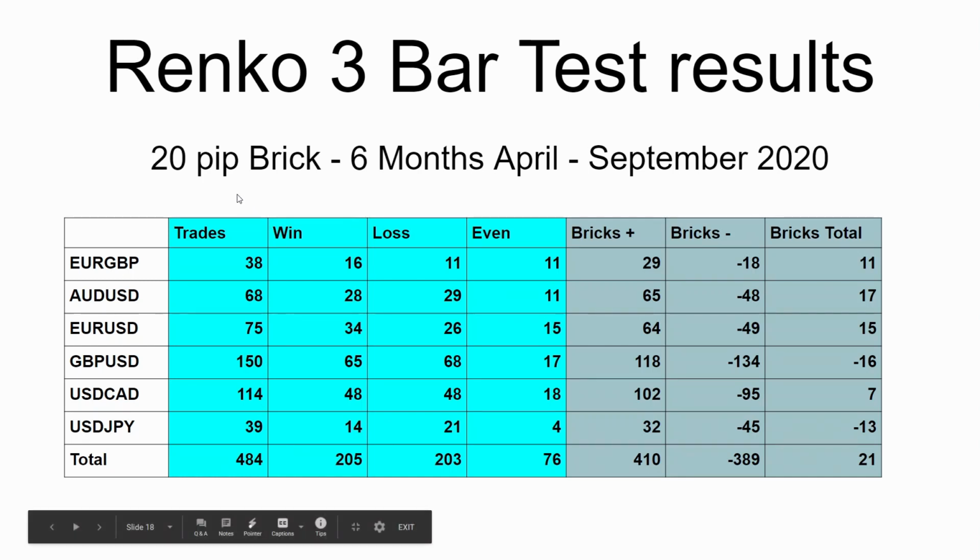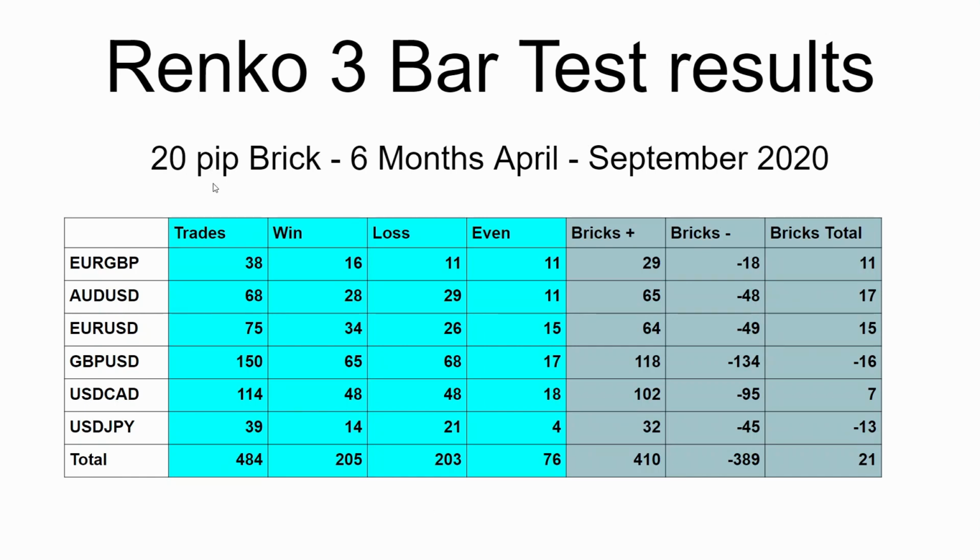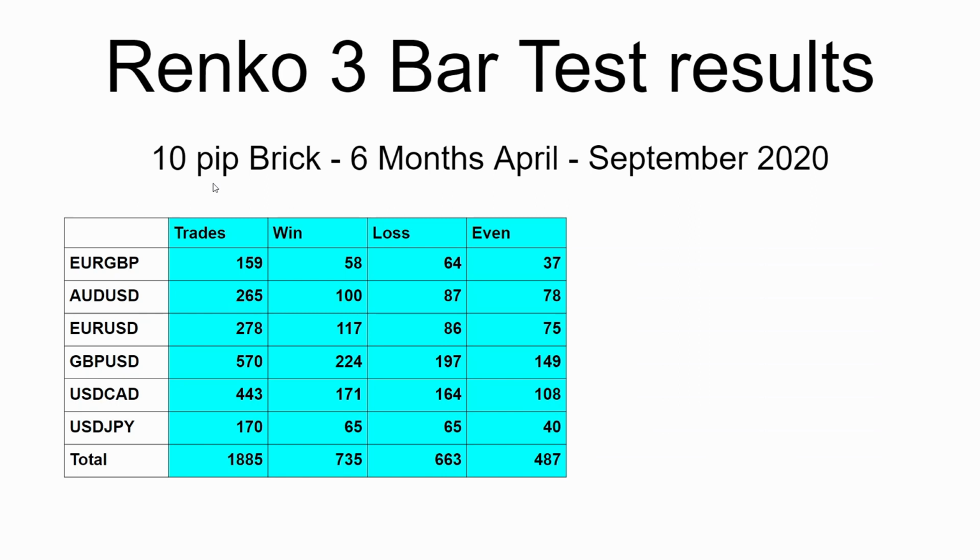But then I made a variation. I thought 20 pips might be too large a brick. I tried this again with a 10 pip brick. So for a 10 pip brick, the same 6-month period, the same currencies, obviously a lot more trades because I'm going to hit that limit of a trend starting much more easily. And of course, I'm going to hit the reversals much more easily.